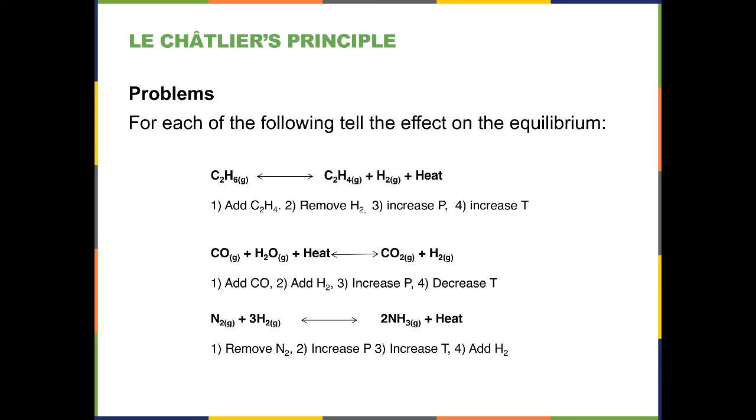You try it first and then I'll go through the answers. Okay, removing nitrogen is going to shift it to the left. Increasing the pressure, you have 4 molecules on the left and 2 molecules on the right, so it's going to shift to the right. Increasing the temperature will shift it to the left. Adding hydrogen will shift it to the right.